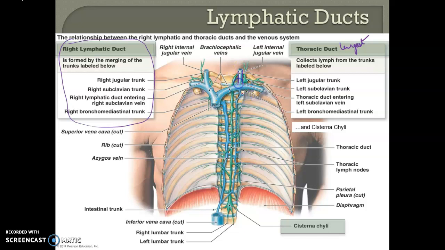Left subclavian vein and left jugular vein. Sorry, left jugular and left subclavian. Okay, so the thoracic duct drains into the subclavian and jugular veins.